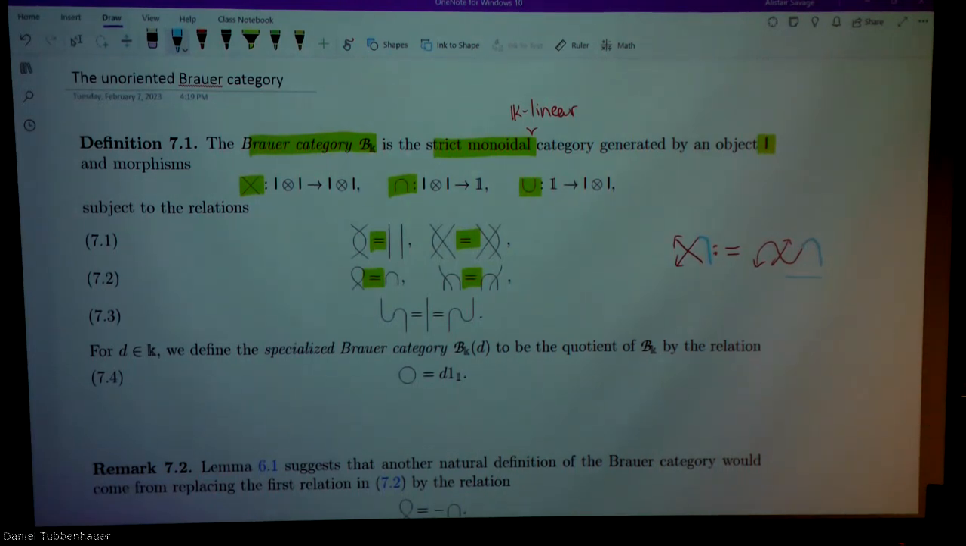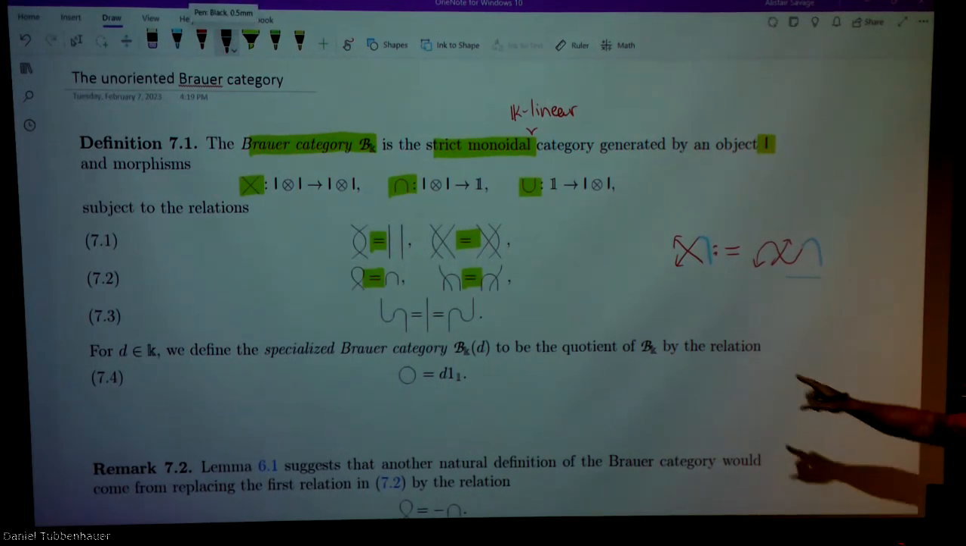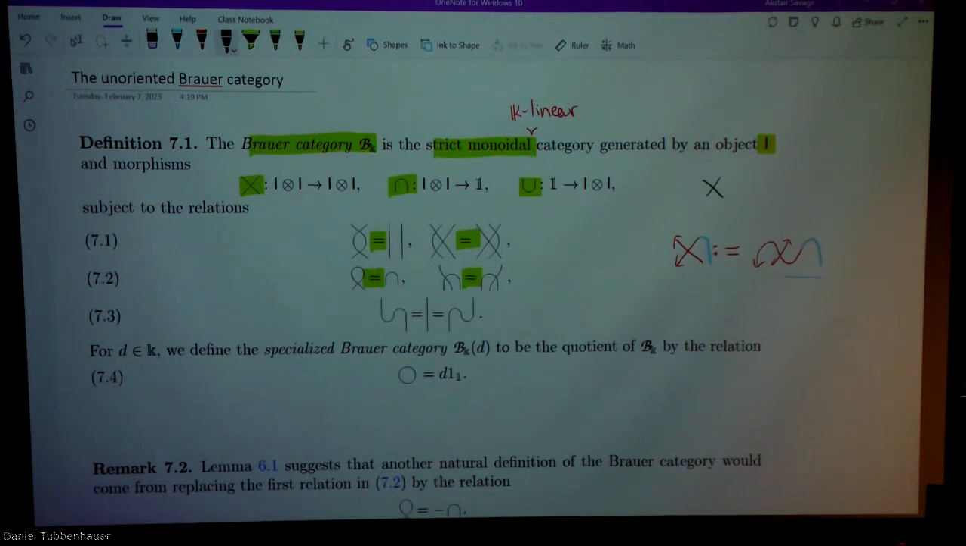So another way of thinking about this condition that the crossing slides over a cap is that we're imposing the condition that if you take a crossing and you rotate it, you get back the crossing. So the crossing is rotation invariant. So that's another way of thinking about this condition. And you didn't need to impose any condition like that in the oriented Brauer category because you were defining things that sort of made it this way. And then we need these zigzag relations in order for this object to be self-dual. So that's the unoriented Brauer category.